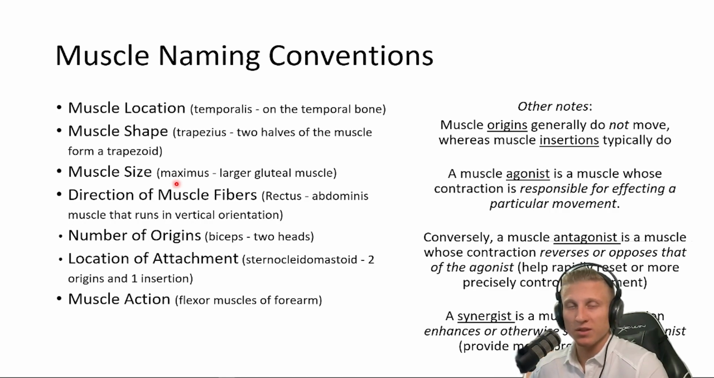The number of origins, basically the kind of origin-insertion arrangement of a muscle, can sometimes provide us with a name. Think of the bicep on your arm, right? So that has two heads that attach up here. And so because of those two heads, we call it the bicep muscle. The same thing applies to the tricep on the posterior portion of your humerus.